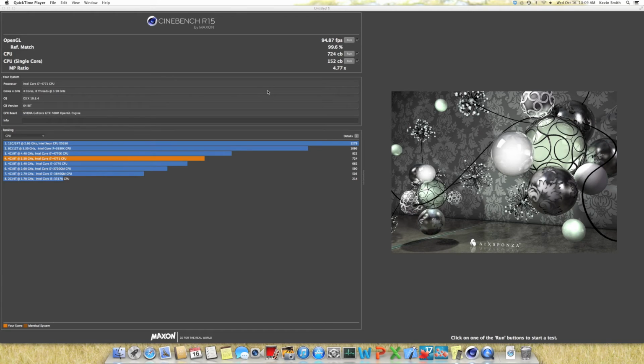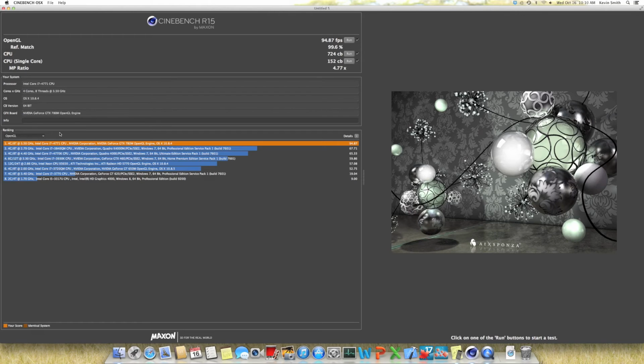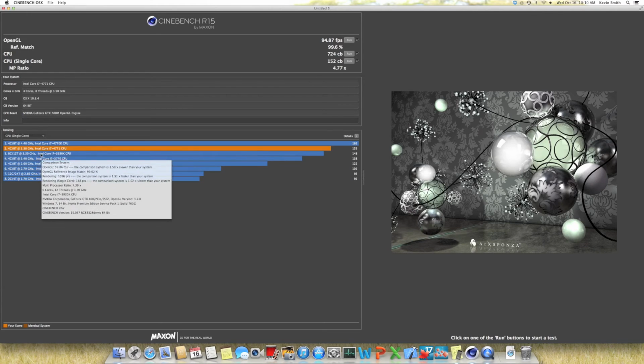All right, OpenGL scored almost 95 frames per second compared to the late 2012 model, which got 66 frames per second. The CPU running 8 cores came up with 724, and CPU single core did a little bit better as well at 152. All right. And then if we go down and look at the rankings, we're looking at the CPU on this one. Here's the OpenGL scores. This one came up with 95 frames per second. CPU single core came up with 152.